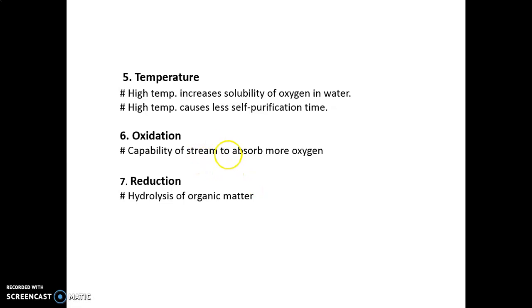The next factor is temperature. High temperature decreases the solubility of oxygen in water, and high temperature causes less self-purification time, and also increases oxidation capacity, so the stream absorbs more oxygen. And the final factor is reduction, hydrolysis of organic matter, which is also a factor in the purification of a river or stream.